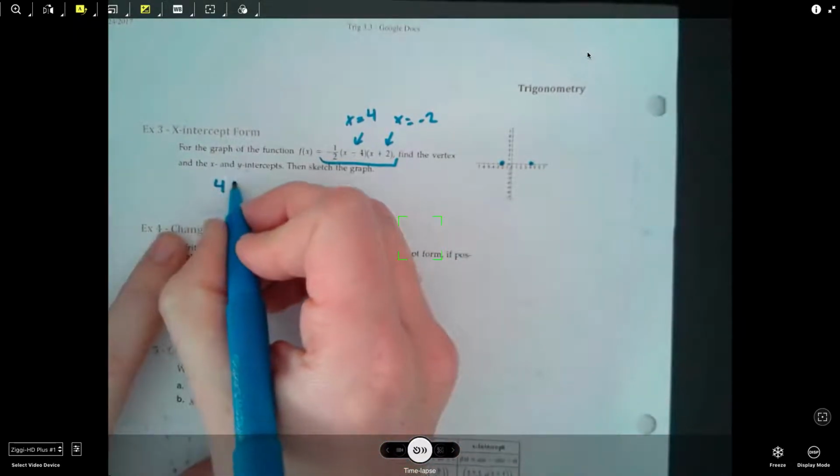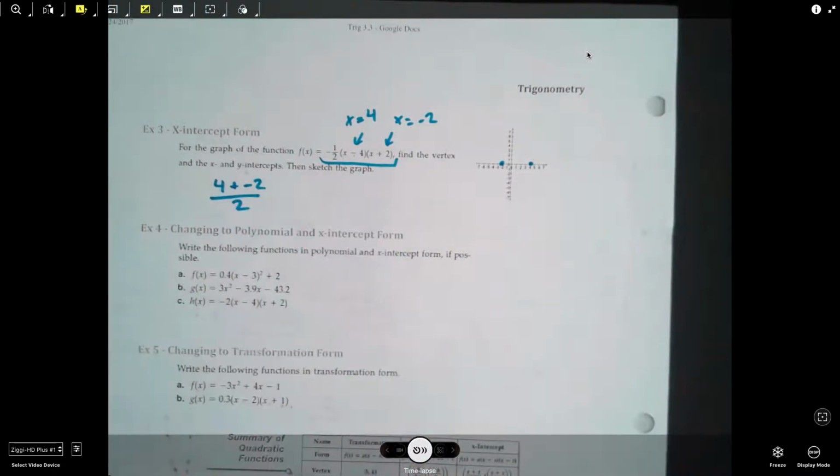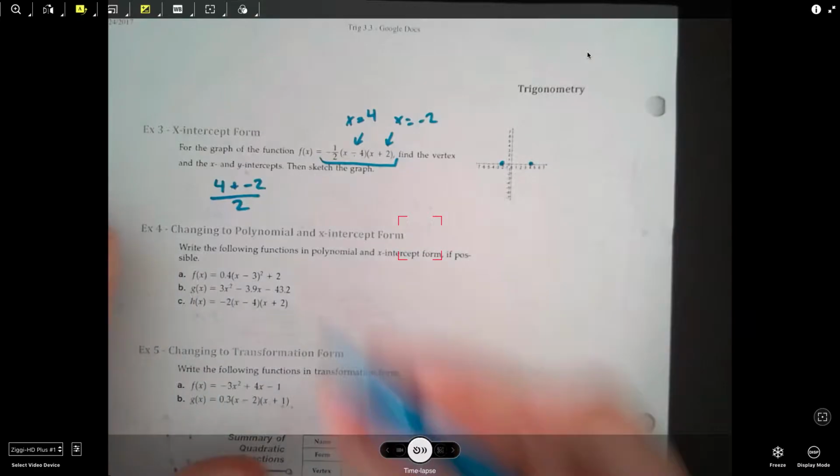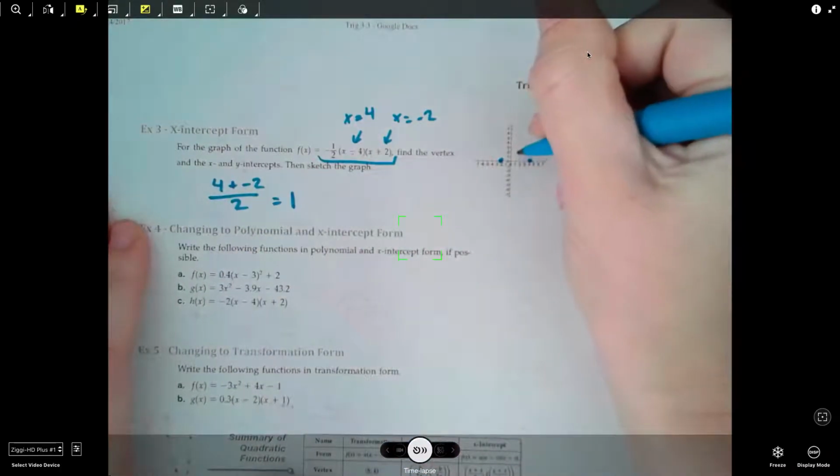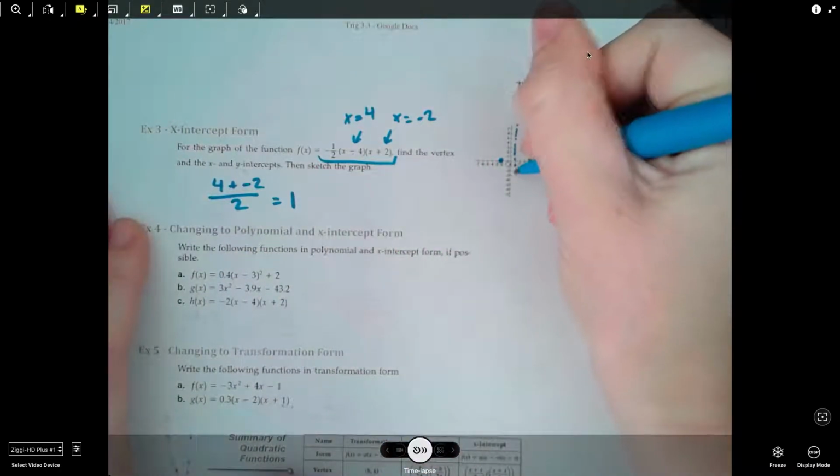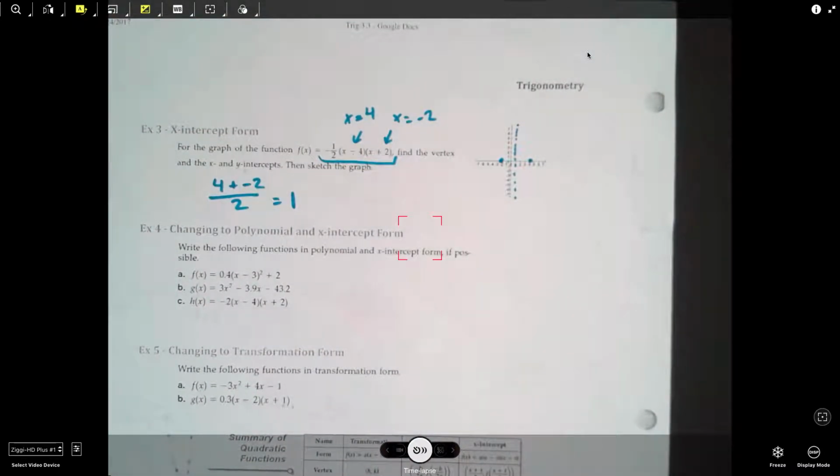And the x-coordinate of my vertex is going to live halfway between there. It's 4 plus -2 divided by 2. It's basically finding the midpoint. What's halfway between 4 and -2? 1. So this has to live somewhere on 1. I'm going to go ahead and put a dotted line here because that's actually an axis of symmetry at 1. So I know my vertex has to be located at 1, something.